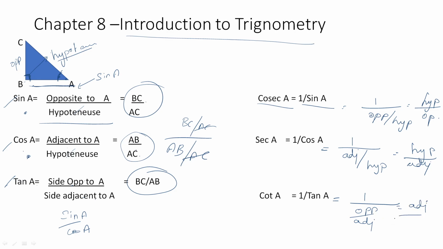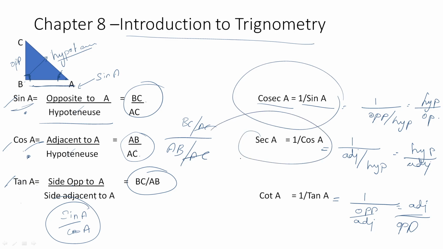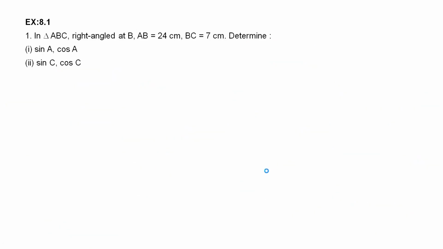So if you can remember everything, you can remember, or else if you are getting confused with remembering all, then you just remember sine and cos, and remaining you remember tan A is sin A by cos A, and cosec A is 1 by sin A, and sec A is 1 by cos A, and cot A is 1 by tan A. So this much if you remember, then it is sufficient. Okay, if you can remember all, then it is well and good.